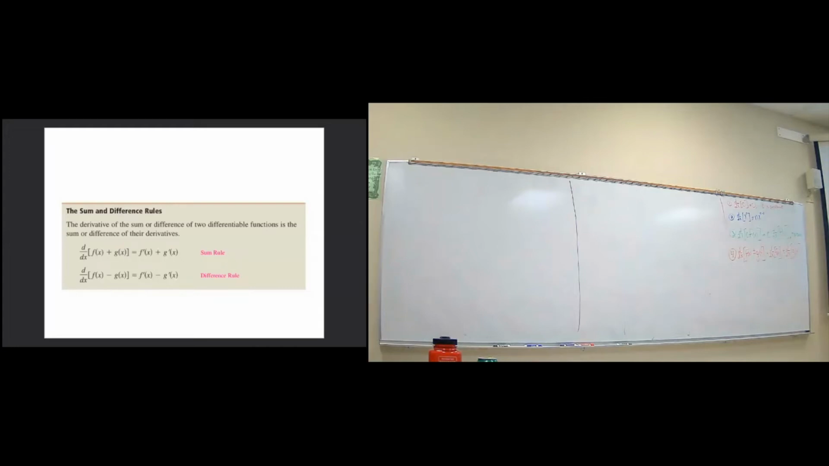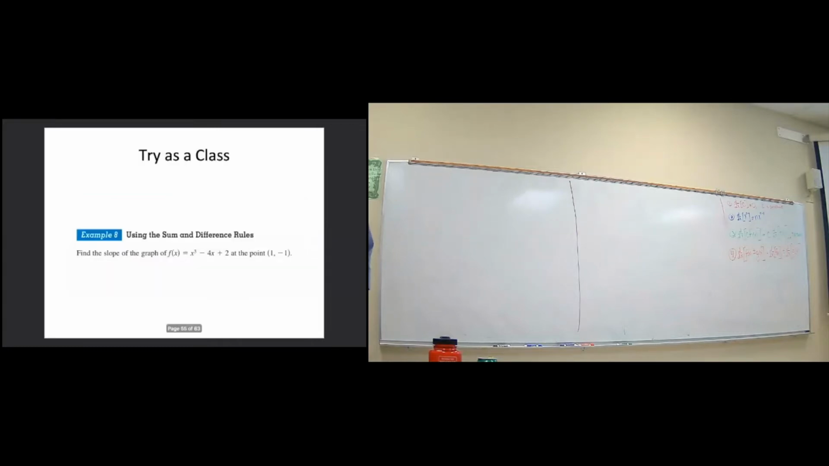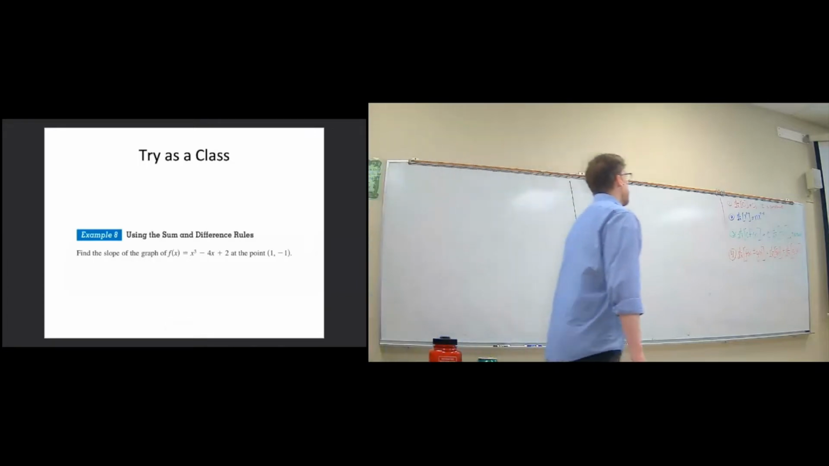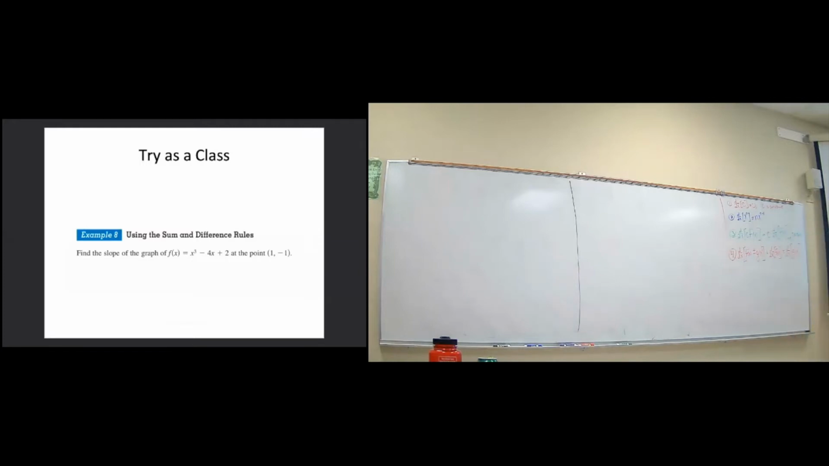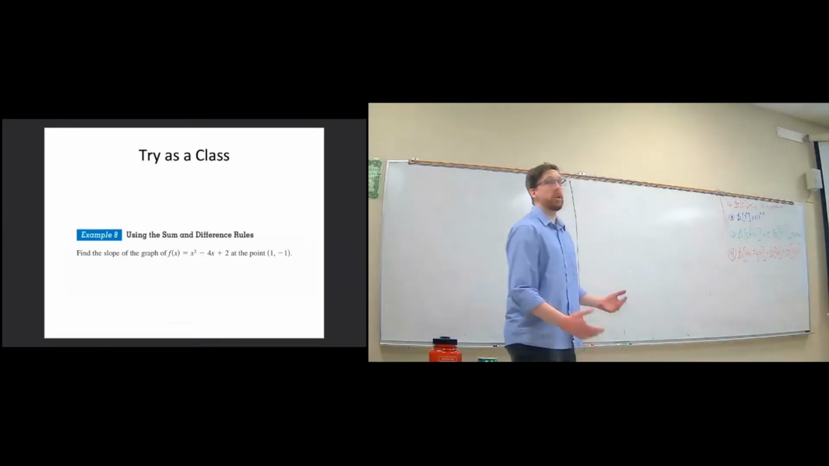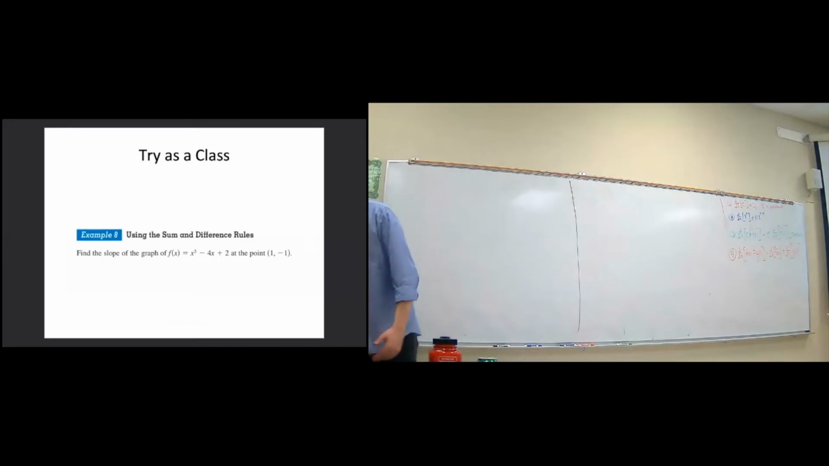All right, so picking up where we just left off, we were talking about the sum and difference rule. The sum and difference rule lets us do things like find the derivative of this function really nice and easy. First thing we're going to do is break up that function into three different smaller derivatives.